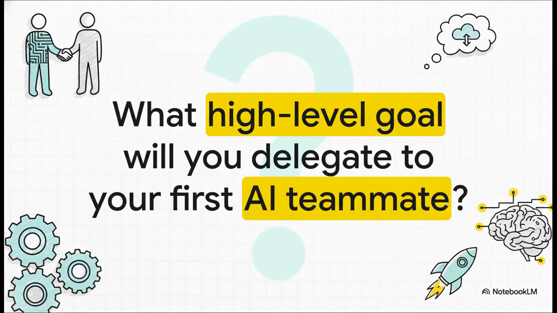And that really brings us to the big question for the future, doesn't it? As these incredibly capable AI agents become more and more common, as they move from being just tools to becoming genuine teammates, what's the first big high-level goal you're going to hand off? It's something we're all going to be thinking about very, very soon.